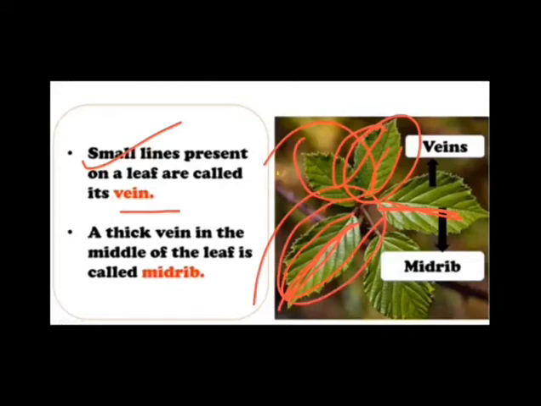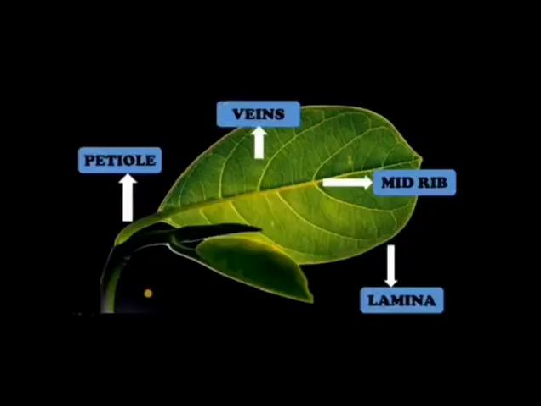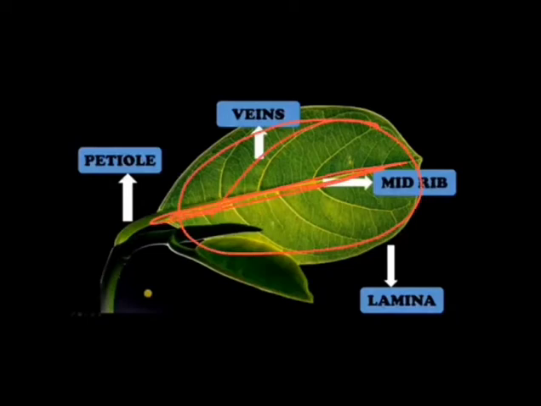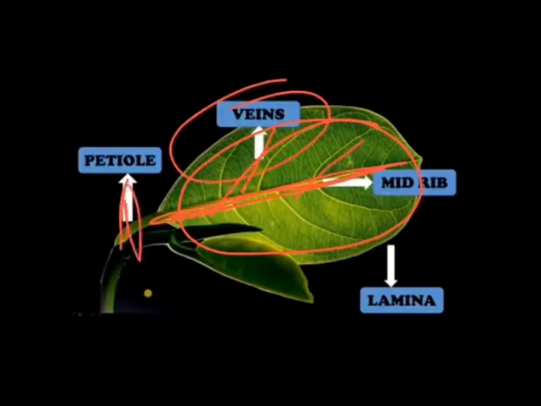So now we know that the leaves have different parts. Okay, this part is known as the midrib. This entire green part is known as the leaf lamina. These small lines are known as the veins, and this part which attaches the leaf to the stem is known as the petiole. So these are the different parts of a leaf.